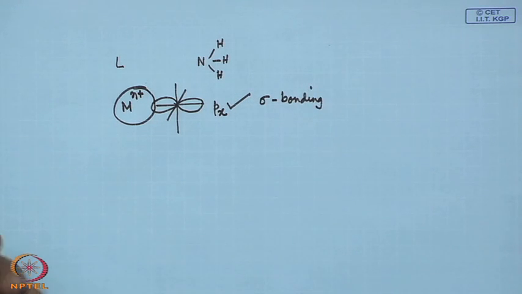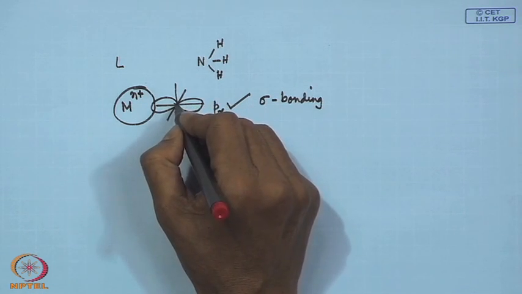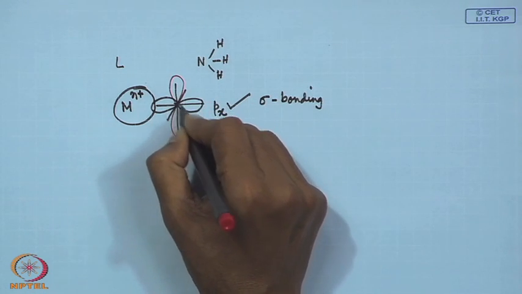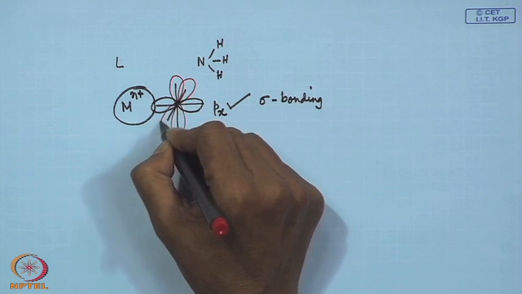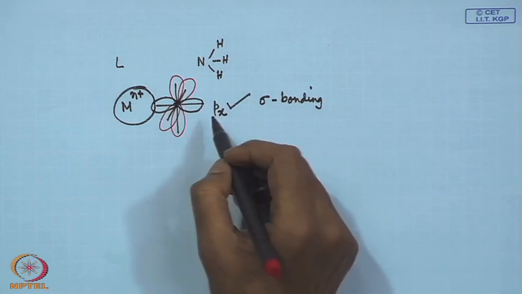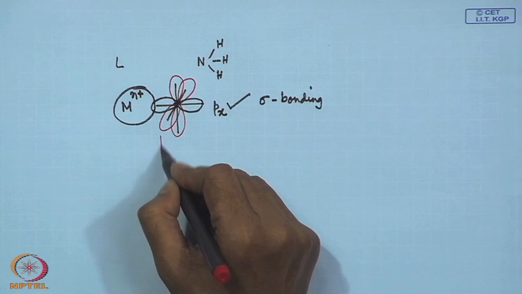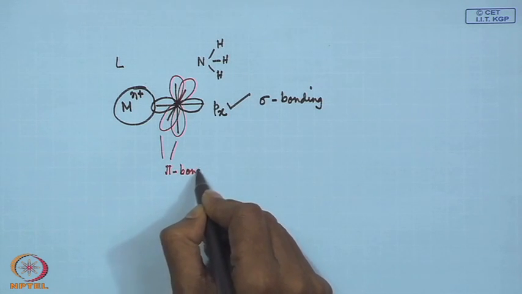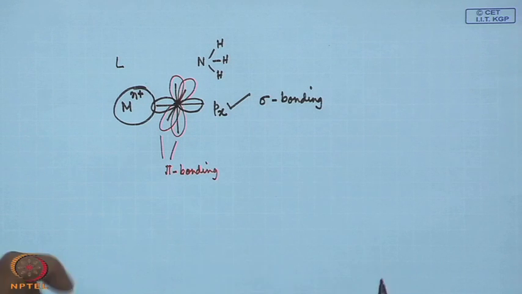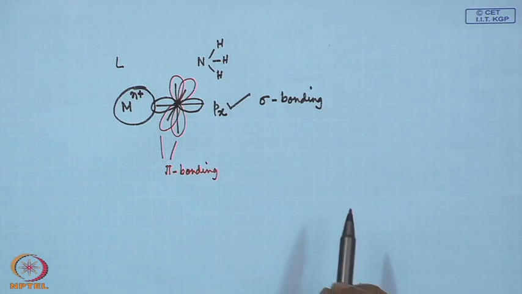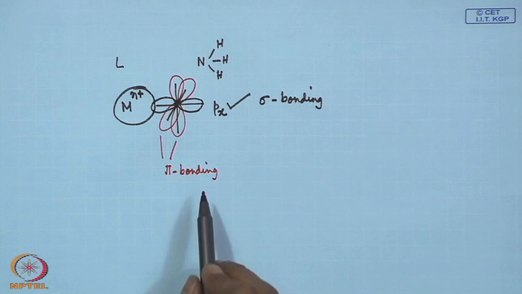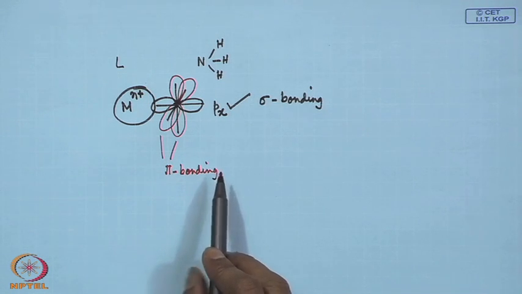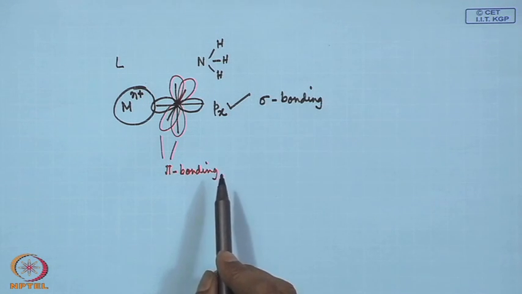Next we will consider the corresponding orbitals Py and Pz, which are not utilized for sigma bonding. These two orbitals will give us the corresponding pi bonding in these metal complexes. Next we will see how this bonding can also support some of the properties of these ligands in these metal complexes.